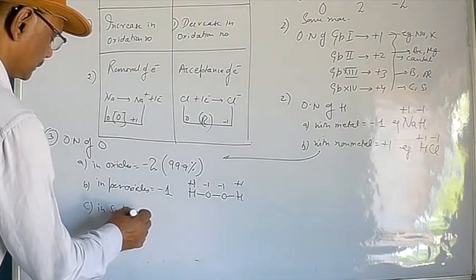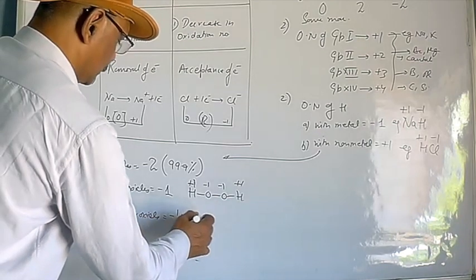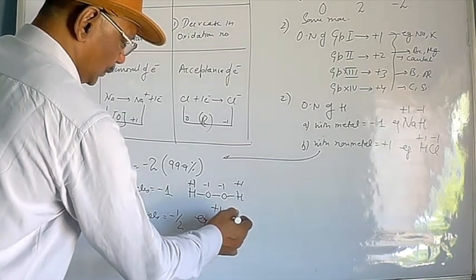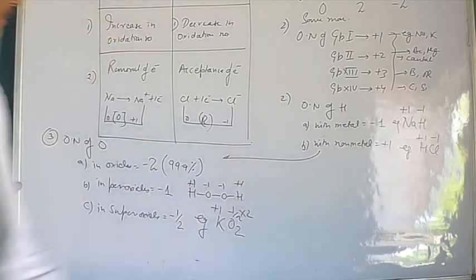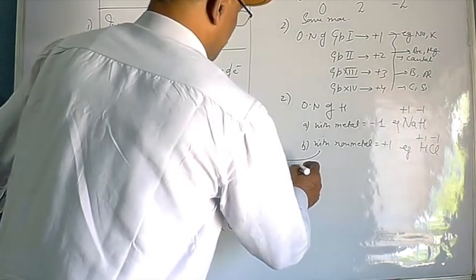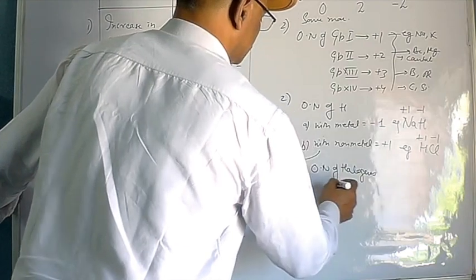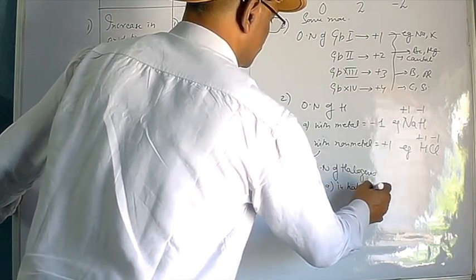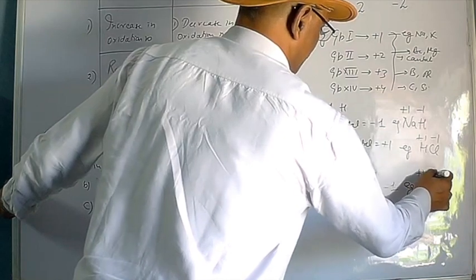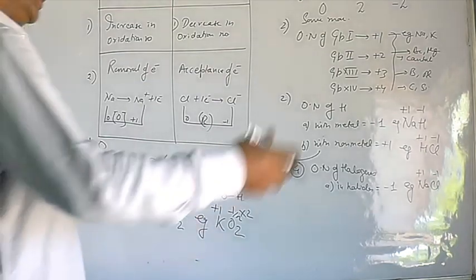In superoxides, it is minus half. Let us take the example of potassium superoxide, KO2. If K is plus one, then oxygen is obviously minus half, and minus half into two will give you minus one. Therefore, in superoxides, oxygen is always minus half. Then the oxidation number of halogens. In halides, they are always minus one. For example, NaCl: sodium is plus one, then chlorine is minus one. We call it sodium chloride. Similarly, magnesium chloride, chlorine minus one, aluminium chloride, chlorine minus one. So in all the halides, they are minus one.